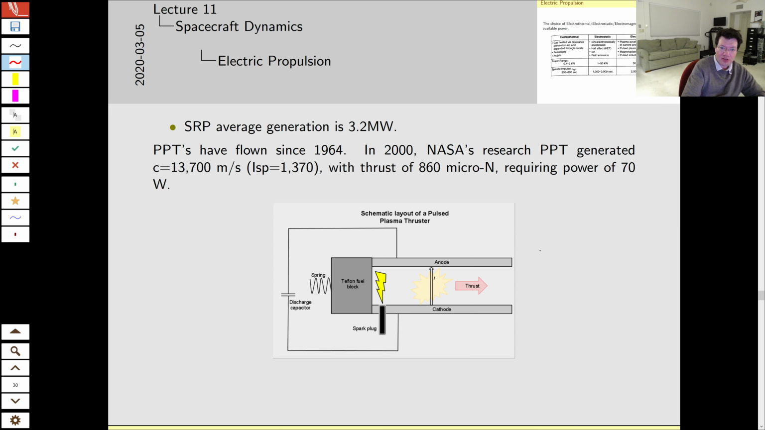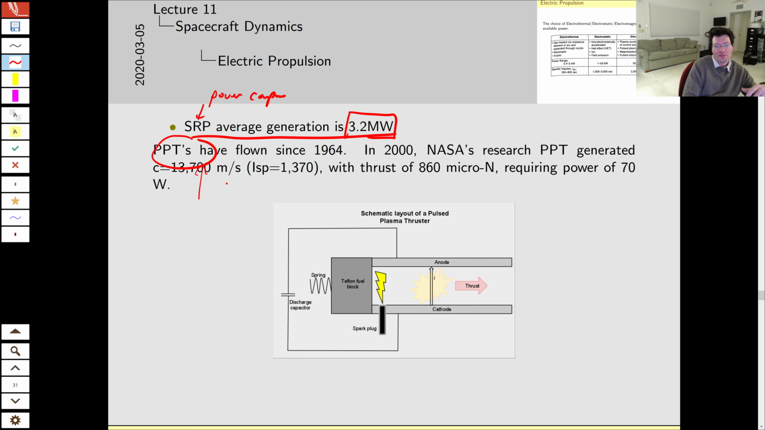So let's see what we got here. PPTs, right? By contrast, Salt River Project Power is a local power company, and provides power for a portion of the Phoenix metro area. Its entire average power generation is only 3.2 megawatts. So enough power for a medium-sized city is required to run those MPDs.